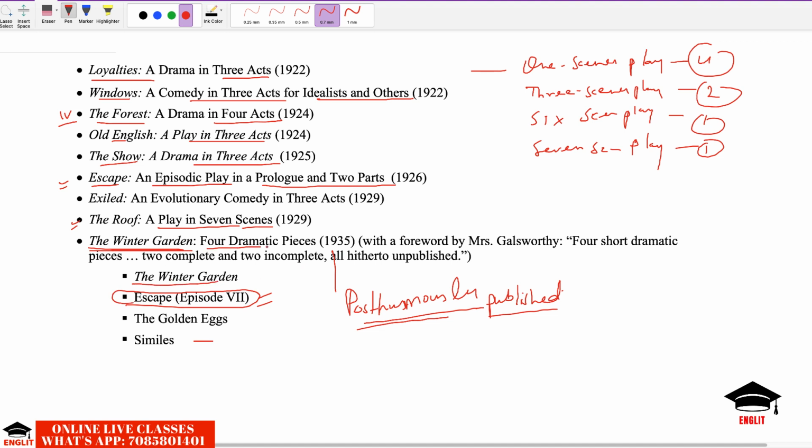So these 4 dramatic pieces, Winter Garden, the 4 dramatic pieces, were published in 1935 after the death of Galsworthy. And then they had a preface or a foreword by his wife, Mrs. Galsworthy. Four short dramatic pieces, 2 complete, 2 incomplete, all hitherto unpublished. So during his lifetime, all these 4 plays remained unpublished. After he was no more, his wife perhaps got them published. 2 of them are complete, 2 of them are incomplete. So Escape has parts of this; these were all its pieces.